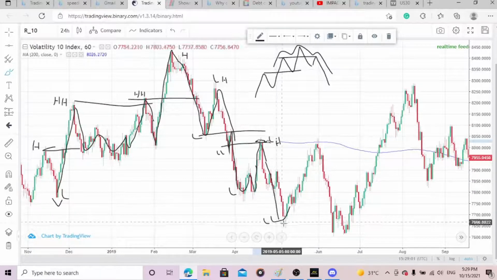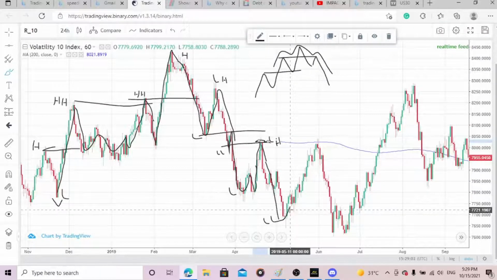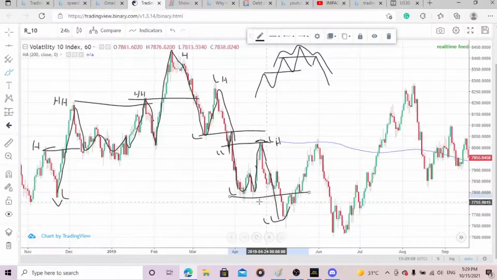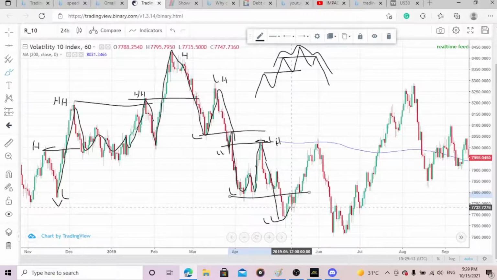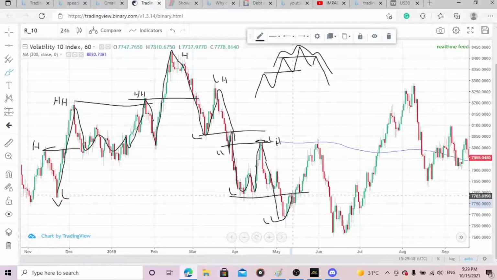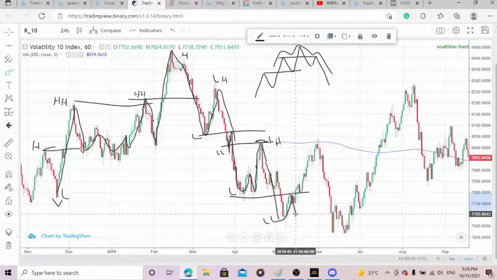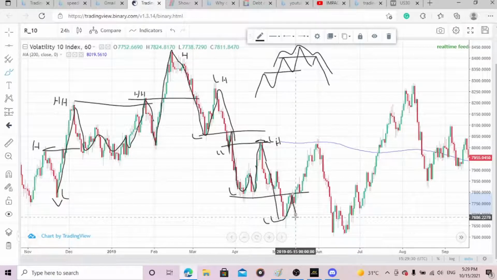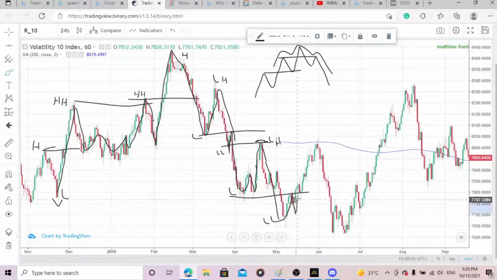So the market came down to create a lower low. Right now we expect the market to come back to retest this low here, okay, and continue downwards. So the market pulled back, came, retested this area, and came back to this area, but could not make a lower high. Instead, the market, okay, let me do this.